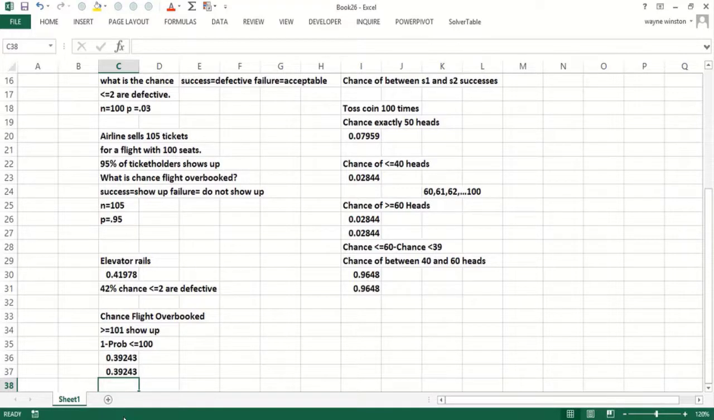So that's a lot of examples of the binomial random variable. In our next video, we'll talk about another discrete random variable of great importance, the Poisson random variable.